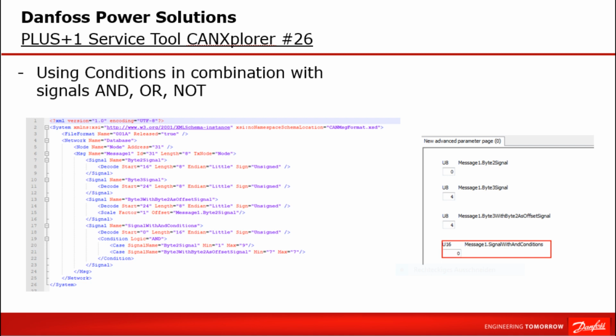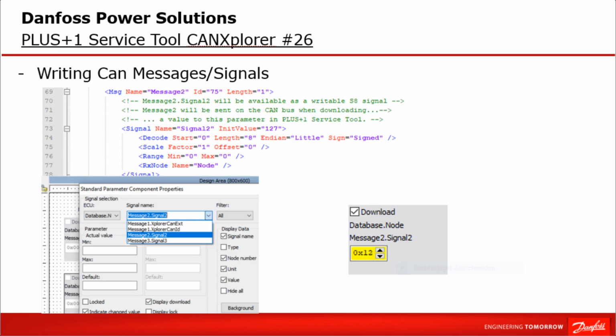This example uses an AND condition of the value range of 2 signals. As long as the range condition of both signals is not met, the signal will not be valid and shown. Besides receiving CAN messages and signals, you are also able to send, write messages and/or signals to user-specific networks, nodes, and IDs. This example shows an additional message called message2, which will send the signal2 as an ID 75 on the same network and node, which is used for the previous messages and signals as well.